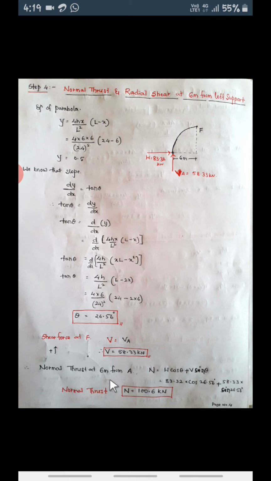So once we get theta and shear force, now we can calculate normal thrust. So normal thrust at 6 meter from A, at point F. Normal thrust is indicated by N. So N is equal to H cos theta plus V sin theta, as we know from the previous sessions. Substitute H, which you have already calculated, and theta. So we get normal thrust N is equal to 100.6 kilonewton at 6 meter from the left support, that is at F.